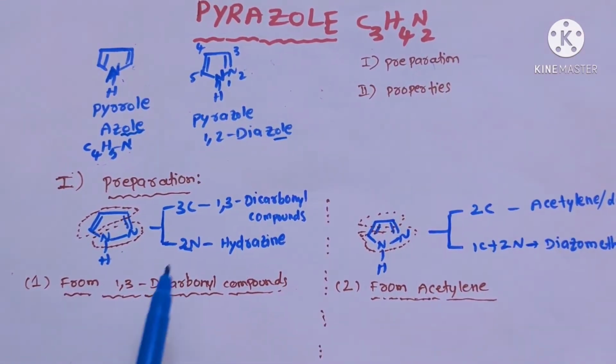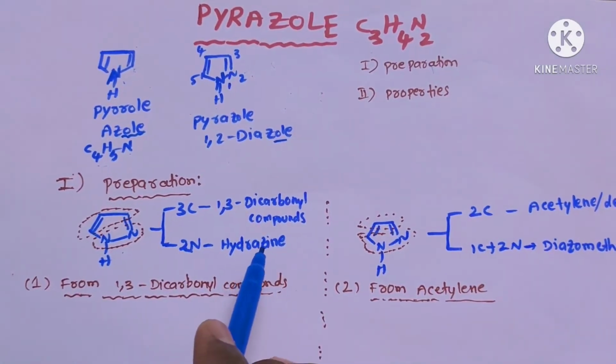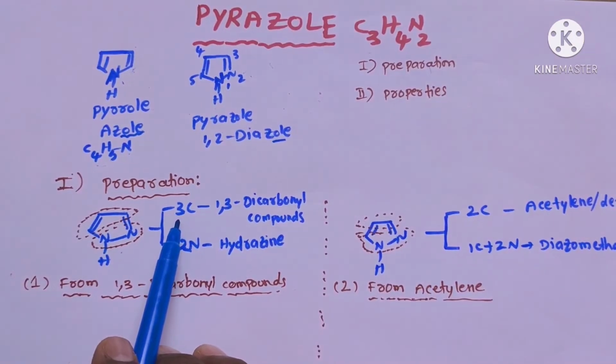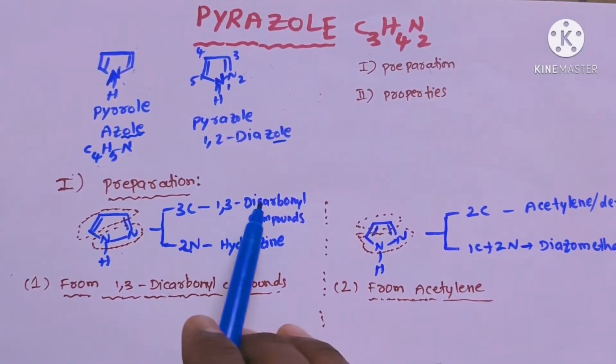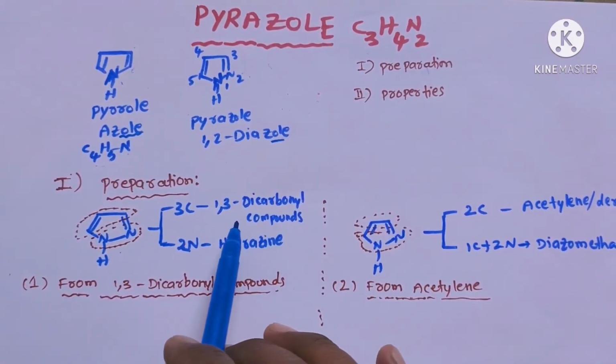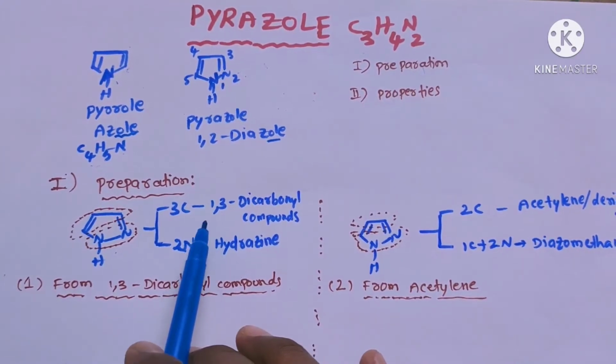Generally the compound in which 2 nitrogen atoms are present in adjacent positions is hydrazine, and for the compound that contains the 3 carbon atoms, we take 1,3-dicarbonyl compounds. Otherwise we can use beta keto esters also.